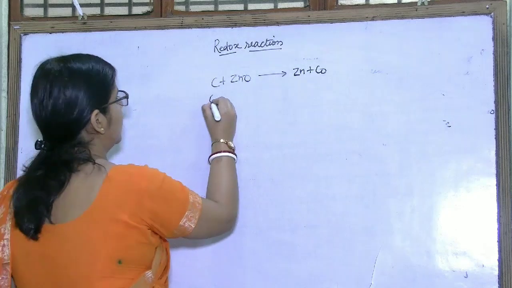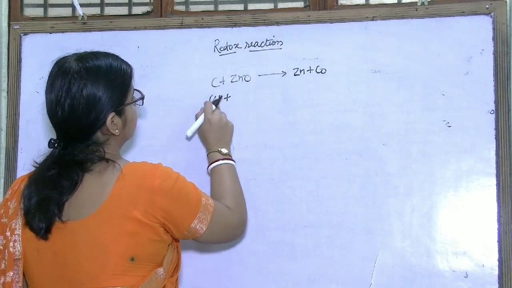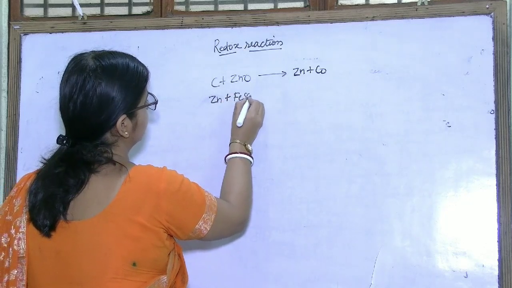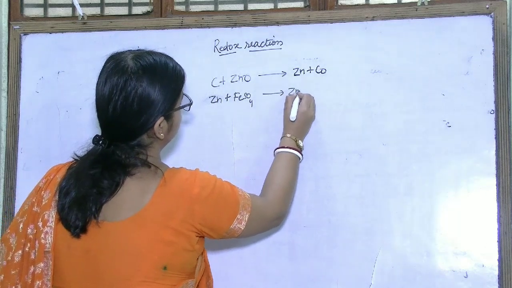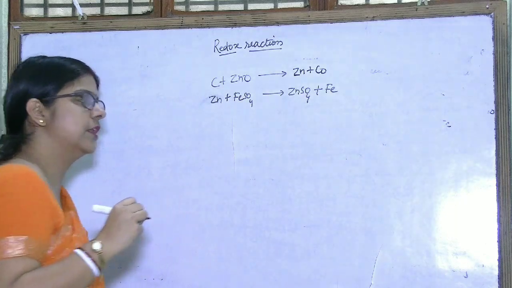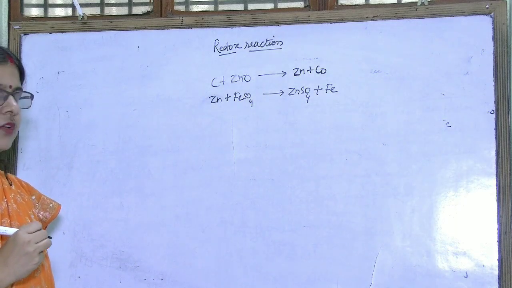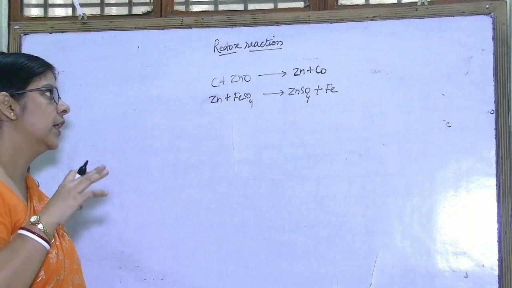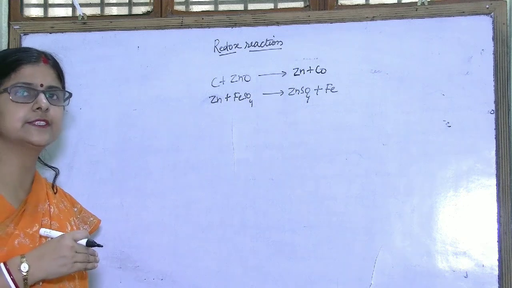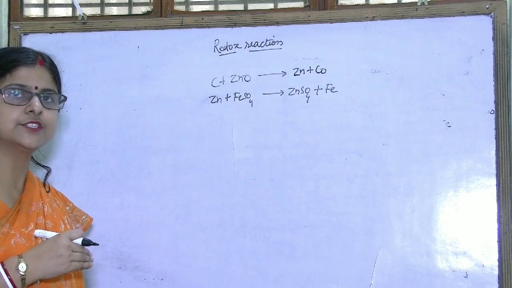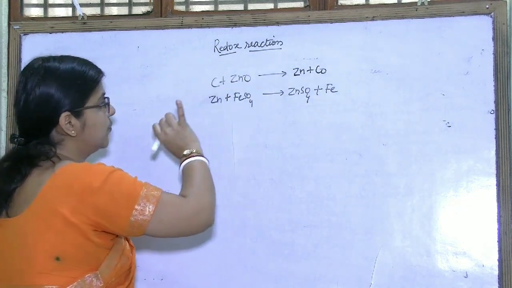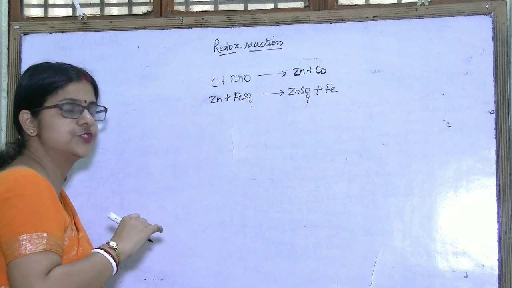Then again, if you are taking an example, Zn plus FeSO4 gives ZnSO4 plus Fe. It is also an example of a redox reaction. Now, as I said, a reaction in which oxidation and reduction take place simultaneously is known as a redox reaction. So, let us see which is being oxidized here and which is being reduced.